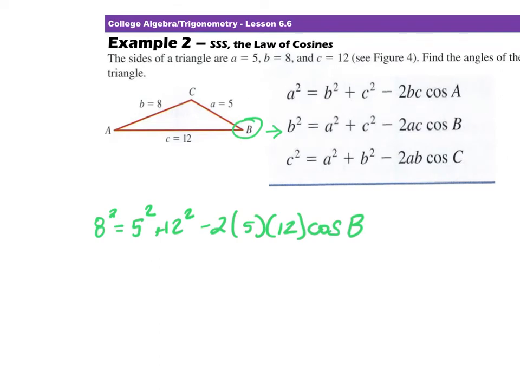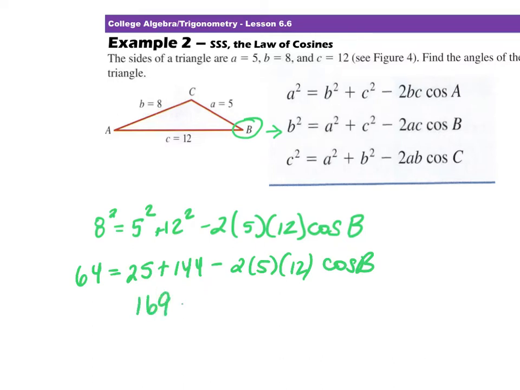All right, now let's simplify. So 8 squared is 64 equals, I have 25 plus 144 minus 2 times 5 times 12 times the cosine of B. Now just simplify, guys. What is 25 and 144? I get 169 minus, what's 2 times 5 times 12? 120 times the cosine of B.